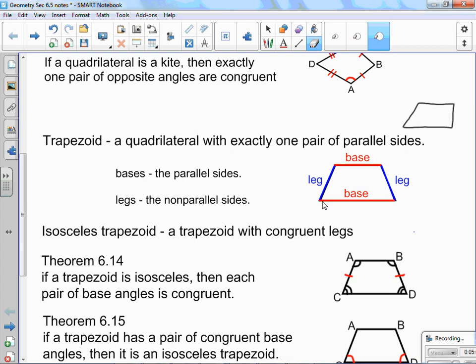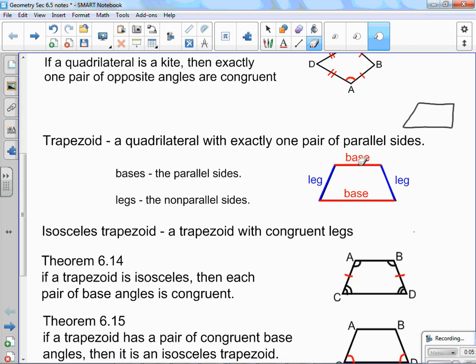All right, so then trapezoid, another type of quadrilateral. It has exactly one pair of parallel sides. So you got one pair of parallel sides and then one pair of sides that are not parallel to each other. So the parallel sides are called the bases of the trapezoid, and the legs are the non-parallel sides.